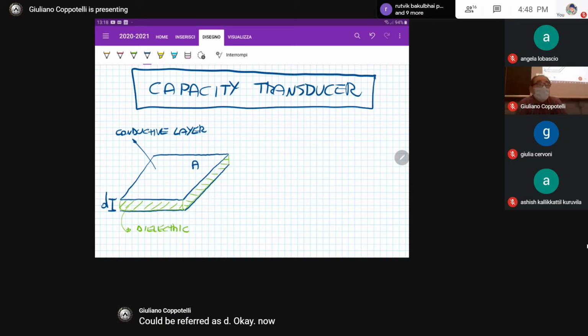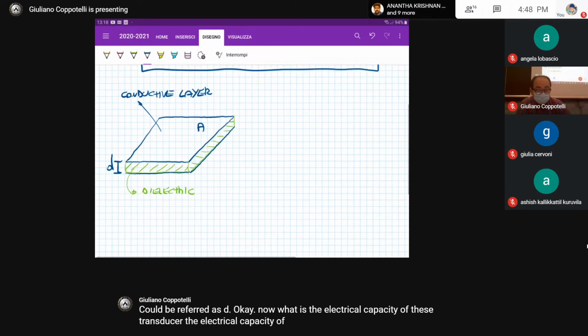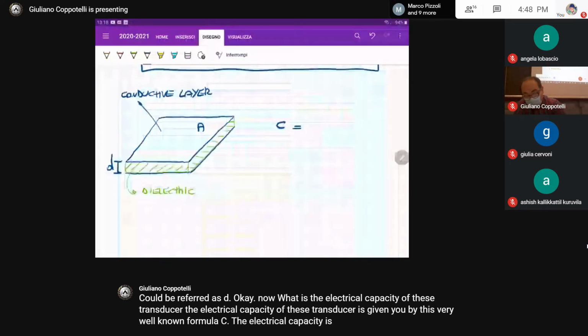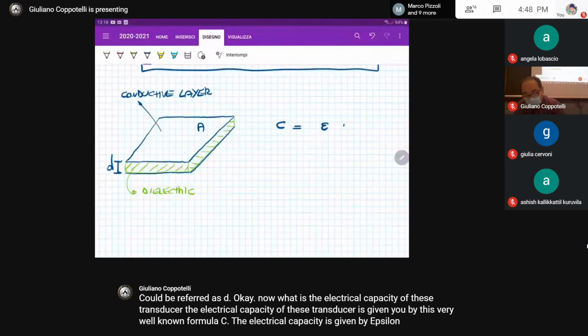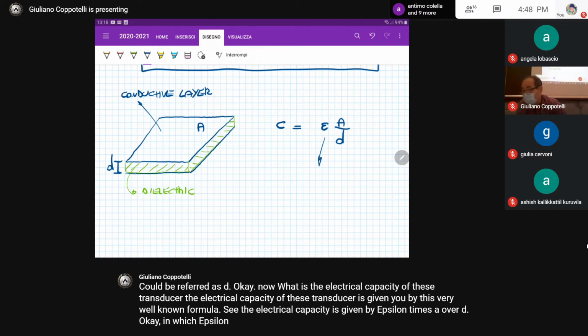Now, what is the electrical capacity of this transducer? The electrical capacity of this transducer is given by this very well-known formula. C, the electrical capacity, is given by epsilon times A over D. Okay, in which epsilon here is the dielectric constant.